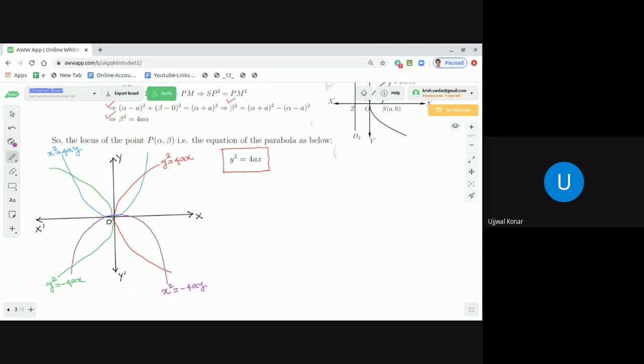So these are the four different types of equation of the parabola. The red color is y square equal to 4ax. The blue color is x square equal to 4ay. The green color is y square equal to minus 4ax. And the purple color is x square equal to minus 4ay. Now, for each of these equations, you will have a different directrix, different focus, different latus rectum. All these attributes will be different. Only one point is common, that is the vertex. Vertex is at the origin for all these parabolas.